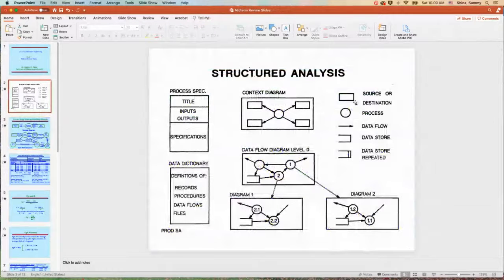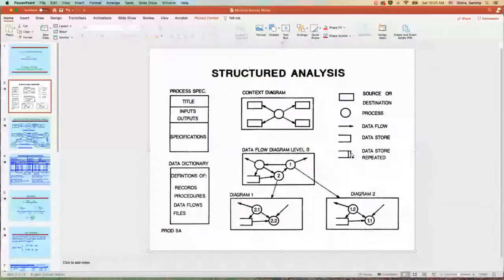We're looking for a source or destination, which is a triangle, a process, which is a circle, and the context diagram contains one title process, does not have in it a data store, then one data flow diagram level 0. So we have data flow diagrams, which is the arrows, and data stores begin to show up, and then data store repeated so that it looks like a neat data store graph. We have a double line.